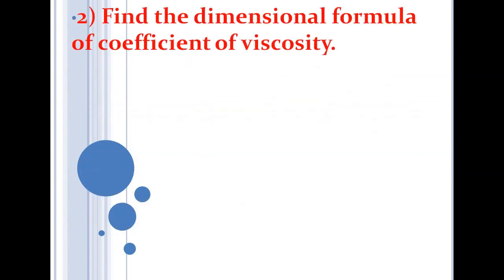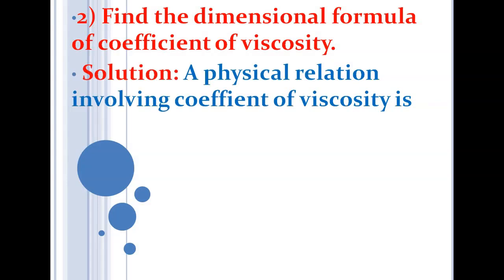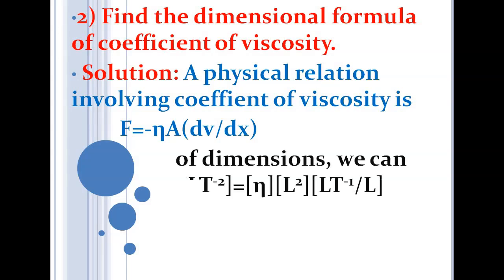Now let's go for the second problem. Find the dimensional formula of the coefficient of viscosity. So begin with the physical relation involving the coefficient of viscosity. A simple relation relating the coefficient of viscosity: force equals minus eta A dv by dx, where dv by dx is called the velocity gradient. So in terms of dimensions, we may write the dimension of force as MLT^-2.